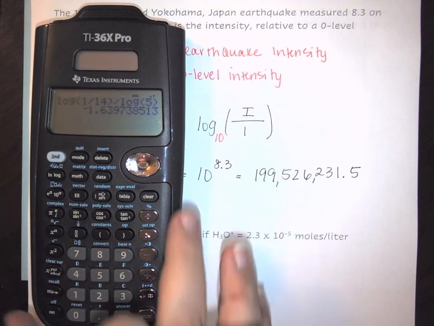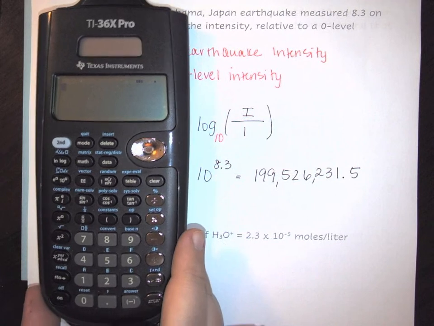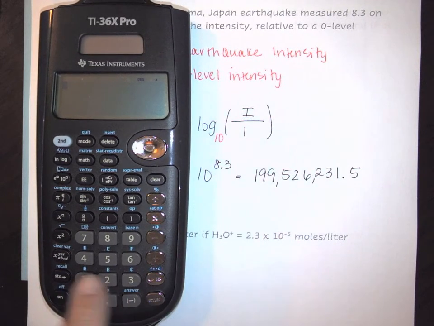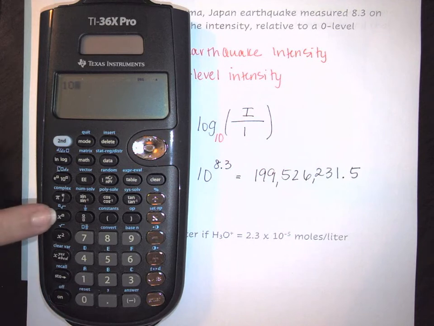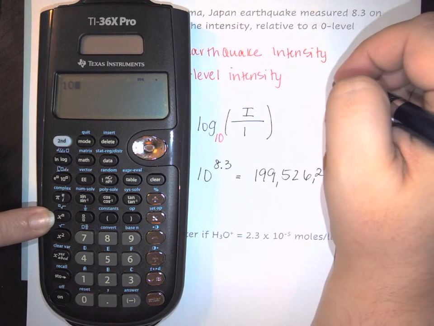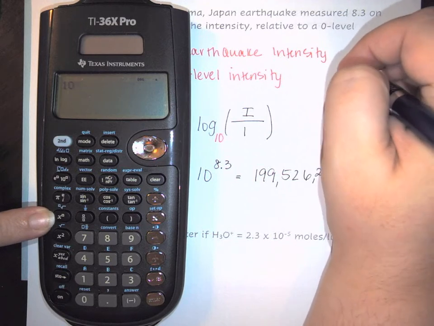Now, for anybody who is confused about how to plug that in your calculator, let's go ahead and take a quick look at that and clear this out here. So we are going to do 10 to the power of 8.3, so we're going to put in our 10. Now, in my particular calculator, I have this X to the box button. However, some calculators have a button that has X to the Y.